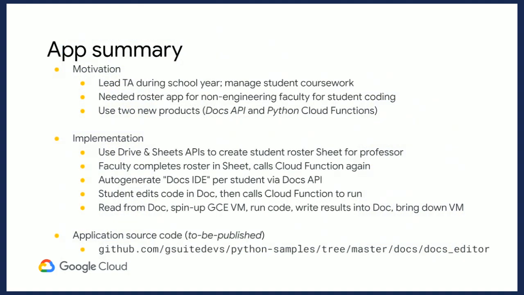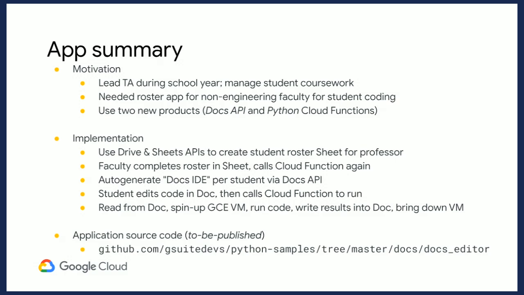Okay, all right, so again, the motivation was, as a TA, he's trying to manage student coursework. He needed a roster app for non-engineering faculty for student coding, and he wanted to use the two new products that we had at the time. The Google Docs API didn't really launch until earlier this year, and Python was announced at last July's Next. Previously, when Cloud Functions was out, we only supported Node, but Python was added, so he wanted to use the new shiny objects.